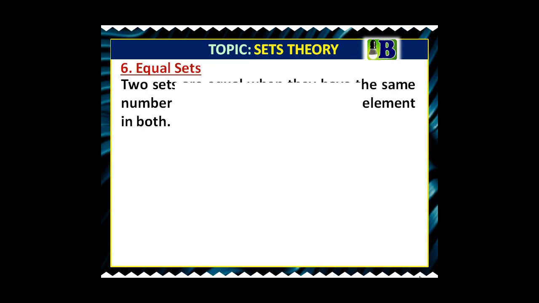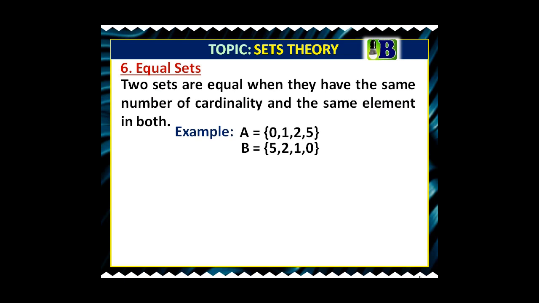Now the equal set. For you to understand the equal set, first of all, you need to understand the equivalence of sets. If you don't understand what equivalence of sets is all about, you will find it difficult. We just discussed equivalence by saying that two sets must have the same number of elements inside. That leads us to the equal set. Two sets are said to be equal when they have the same cardinality. That is the first condition. The other condition is that there must be the same elements in both. They must have the same number of elements and the same elements in both.